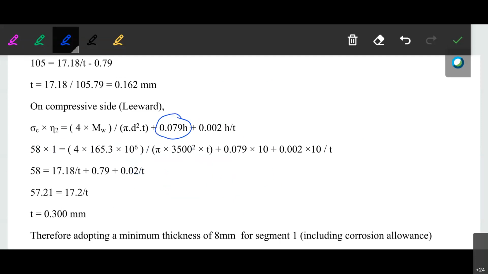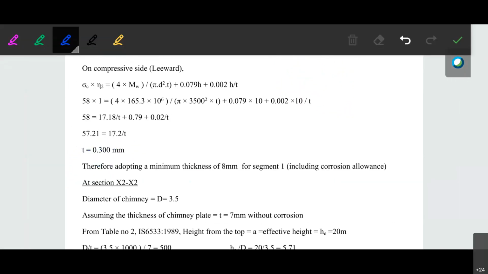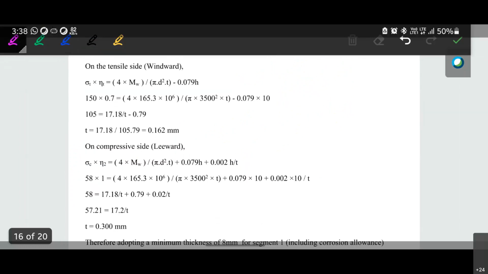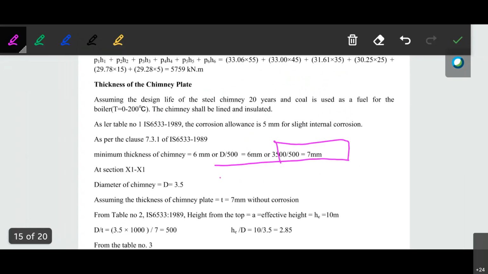Whereas for the self-weight of that particular chimney or the self-weight of that particular lining, we are going to consider the value of h as equal to 10, sorry, h value in meter. So again inputting that particular value, we get the value of t as 0.300 mm. So obviously that is a way too low value. The minimum value should be equal to 7 mm as per our calculation, that is d by 500. The minimum value should be equal to 7 mm. Okay, 7 mm was your value.